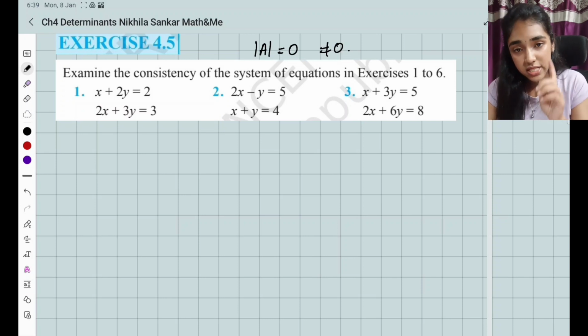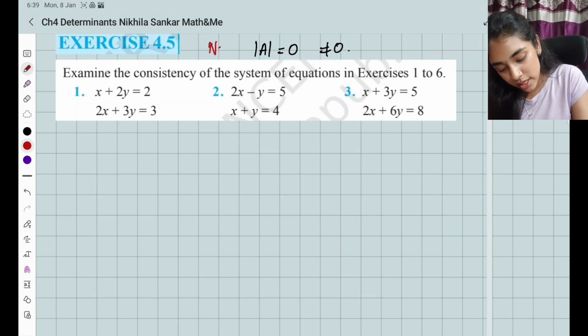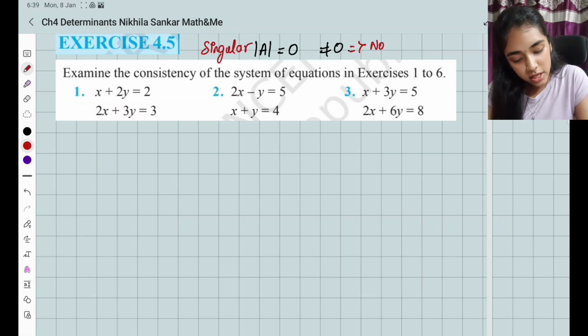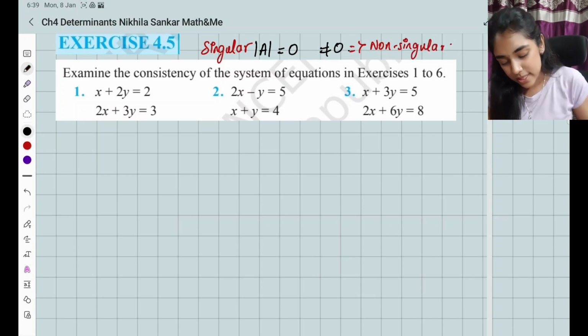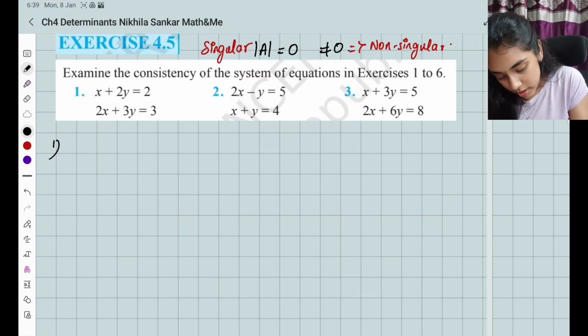You have to find out if it's a non-singular matrix. Non-singular na determinant is going to be not equal to 0. This is going to be singular. So this is going to be singular. This is going to be non-singular. Okay? Idu the consistency.